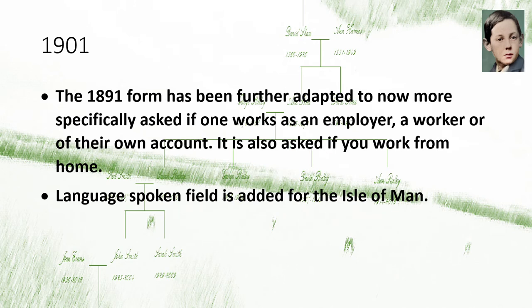By 1901 we've got the 1891 form, which has been further adapted, and now taking that employment information forward, we're now being specifically asked if one works as an employer or a worker of their own account. And it is also asked if you work from home, so again it's getting more detailed, that information that they're requesting. And the language spoken field has now been added for the Isle of Man as well as for Wales.